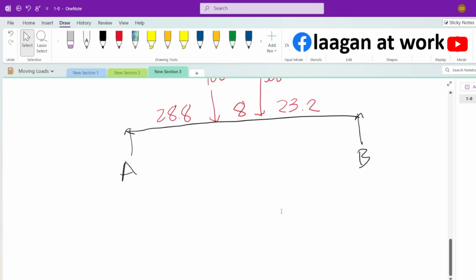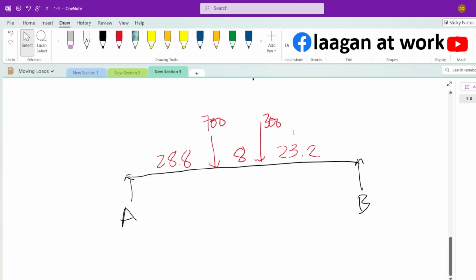Now there are two ways to calculate the maximum moment. It's either you draw the shear and moment diagram. So for example, that's the load diagram. To get the reaction at A, this isn't the maximum shear at A. This is the reaction at A that will give the maximum moment.